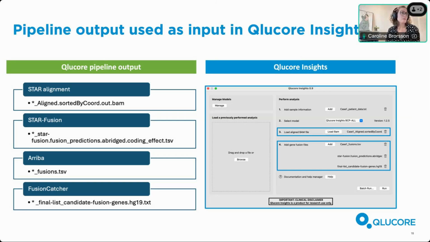As shown here, we load a BAM file and the fusion files. In addition, we also use a patient data file, which collects information about the sample and patient. And we select a model. Here I've selected the BCP ALL model. And then you hit run.